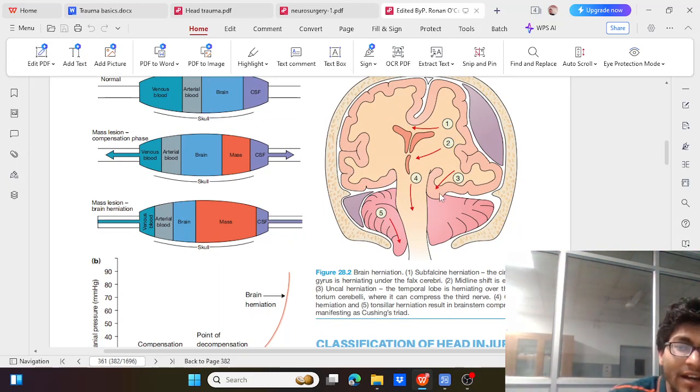Then third is the uncal herniation or temporal herniation, which is occurring at the tentorium cerebelli and pressing the third cranial nerve. Fourthly is the brainstem, that is central herniation. And fifth is the cerebellar herniation. The tonsil of the cerebellum is herniating, causing brainstem compromise, and it will result in Cushing's triad. So what is Cushing's triad? We'll just see through it.